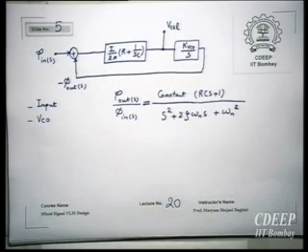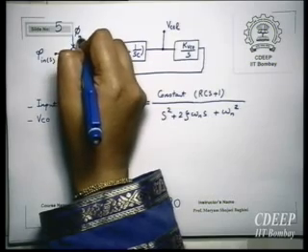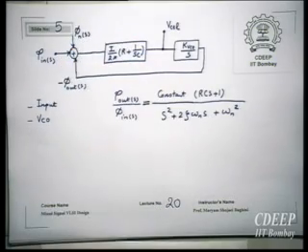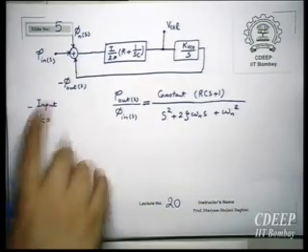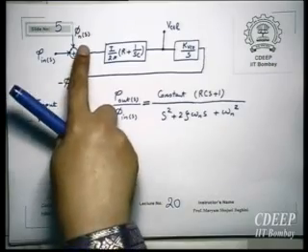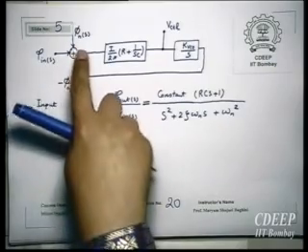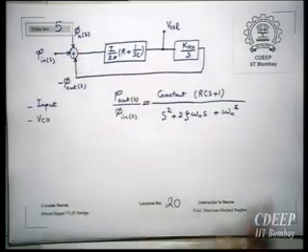Now suppose it has jitter. Jitter can simply be modeled as a noise added to the input, which I call phi n. Therefore, if there is jitter at the input, since these two are both adding to the input, this phi n is a part of phi in.